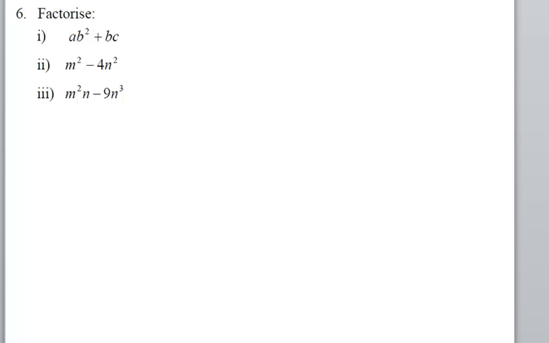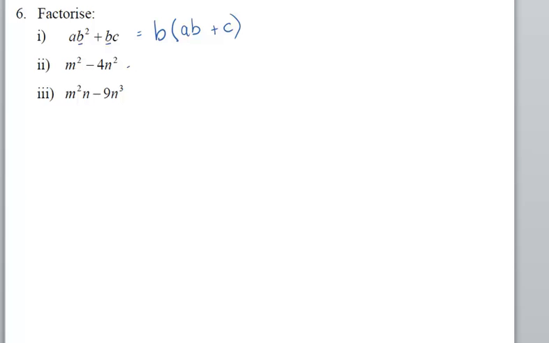Practice exam questions, numbers 6, 7 and 8. So for question 6, we want to factorise our equations here. If we look at this first one, we have AB squared and BC. We see we have B in both terms, so we can take B out of that. AB squared is A times B, so we're left with AB. And BC is B times C, so here we're just left with C.